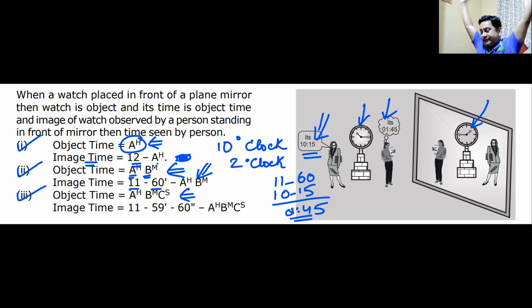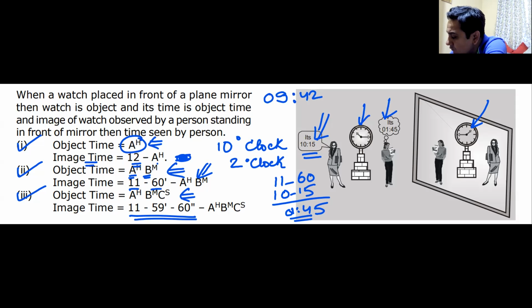Do we understand this? If you also add seconds onto this, the formula becomes 11:59:60 minus the clock time. What do you mean by this? If the clock is showing 9:42:33, this is the actual time of the clock. What will the image show? I will give you a question. I hope you have written this formula. Have you written this formula? Yes or no?